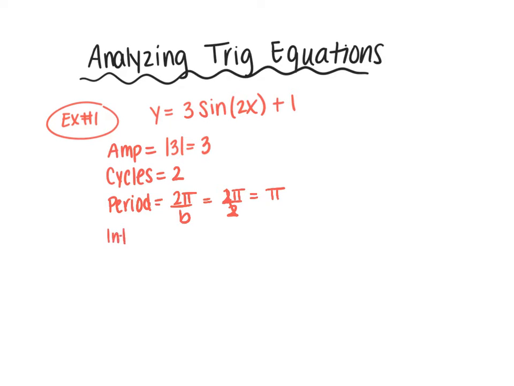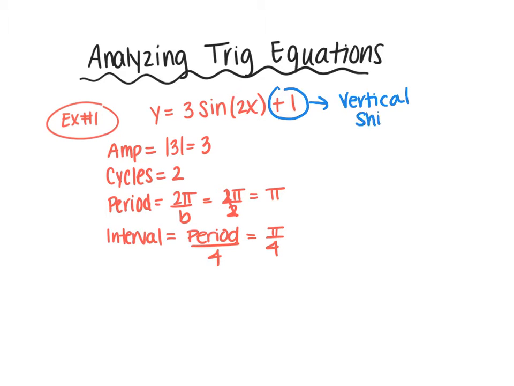The interval is found by taking the period and dividing it by 4. So the period is pi, so interval is pi over 4. Now, there's some other things that we can find from this graph. You should be recognizing that there's a plus 1 on the outside. And from the videos from last week, you should recognize that that plus 1 is my vertical shift, or the equation of my midline.